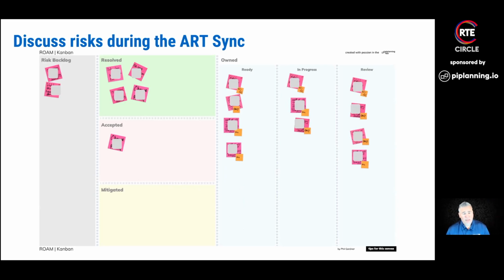Additionally, make the risks part of your ART sync, whether that be at your Scrum of Scrums, your overarching ART sync, or even the PO sync. This is an artifact that you bring in. So when you flash up your program board, your objectives, and how you're tracking to those, you flash up your program Kanban, but also your ROAM Kanban, so you know where those things are.